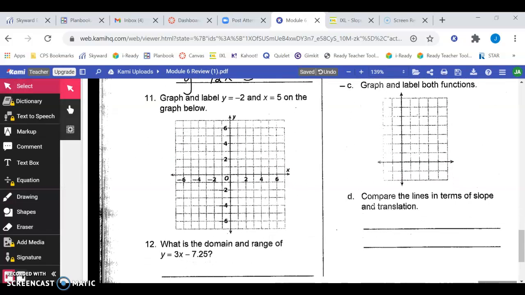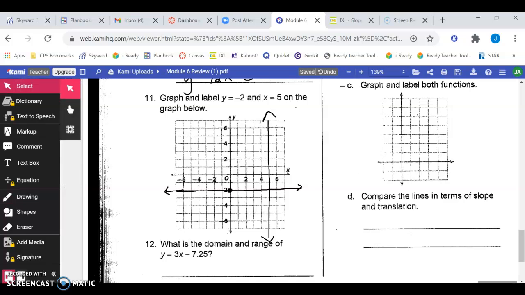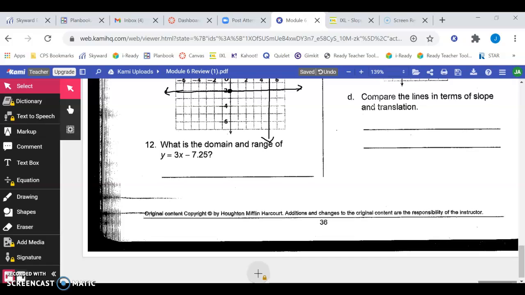We need to graph y equals negative 2 and x equals 5 on the graph below. So y equals negative 2 would be right here. There's no x, so that means the slope is 0. So a horizontal line has the slope of 0. And then x equals 5, so that would go through x is positive 5, and be a straight line there. Remember, x equals a number has an undefined slope, so it's a straight up and down line.